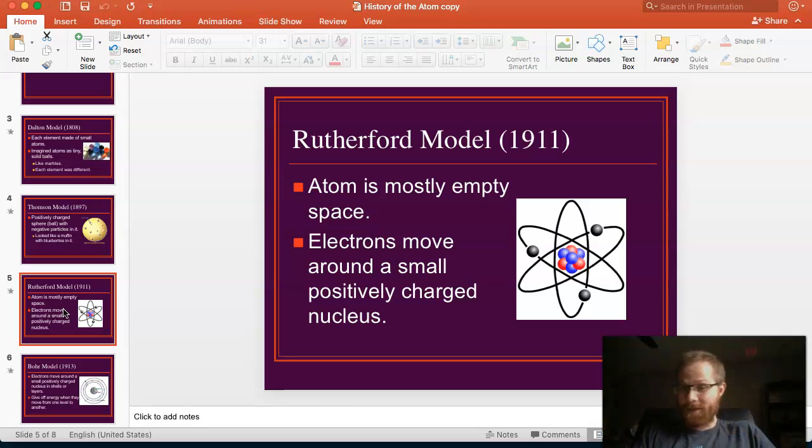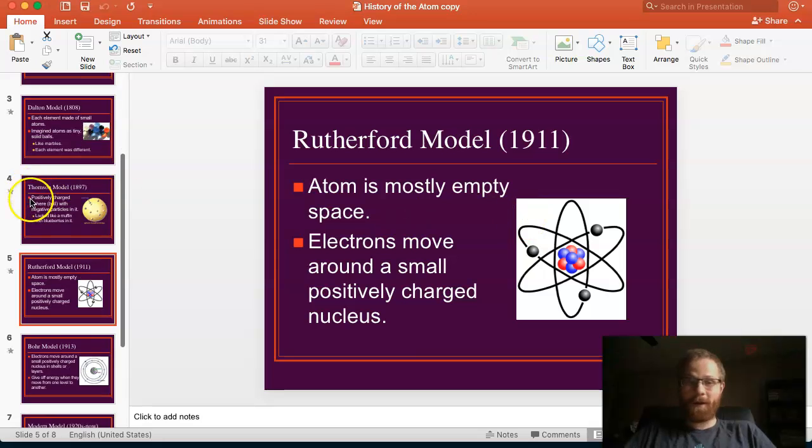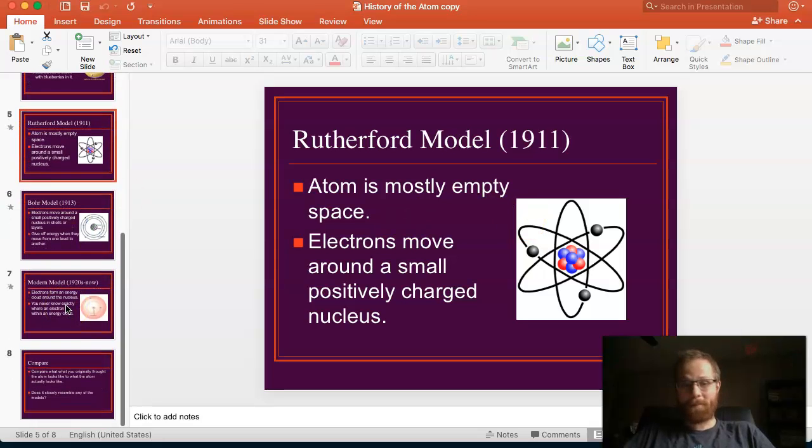It's technically made by a guy named Rutherford. And basically what Rutherford said is most of the atom is empty space. There's a nucleus that is a positive center to the atom, and there are electrons that are flying around the nucleus. But for the most part, it's just a lot of space in this atom. Just empty space. Cool. Okay, we're going to move on to our next and final model.